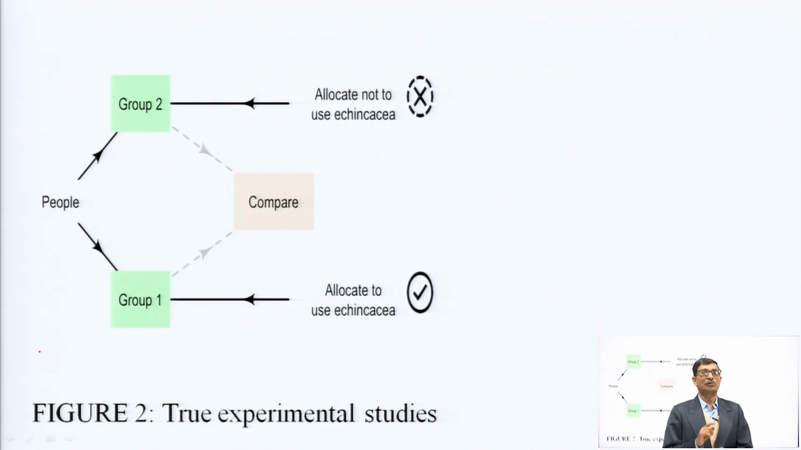So, this is the true experiment figure, in which first the investigator Barrett divides the people into two groups, group 1 and group 2. After that he decides that group 1 is allocated to use AKtU and group 2 is allocated not to use AKtU, and then compares. So, this is the experimental study.